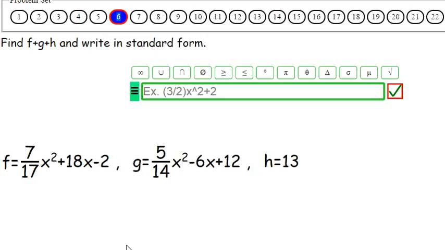Alright. Okay, we got all that. I'm going back and checking, making sure I wrote it all down right. Because there's one thing I do not like, and that is not writing something down correctly. Okay, so we want to find f plus g plus h.